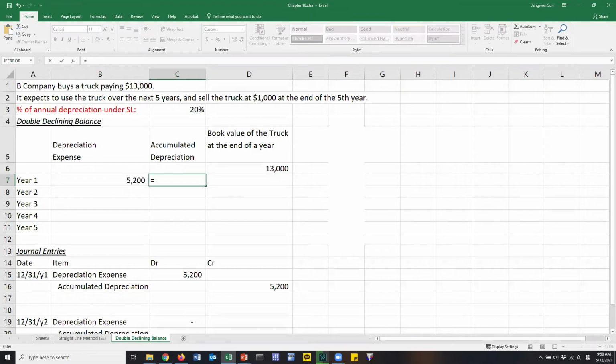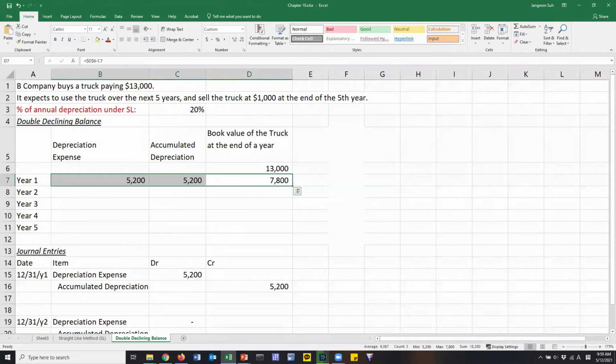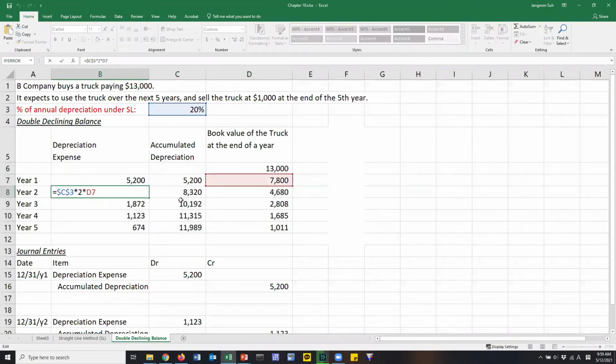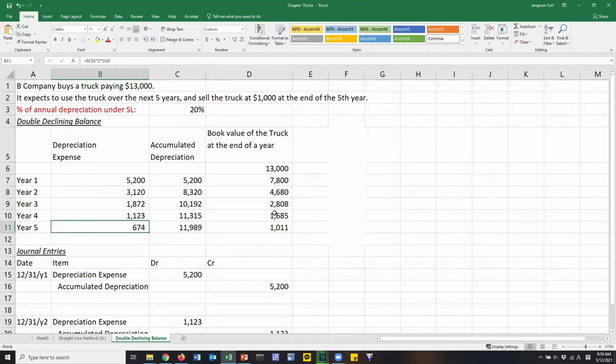You accumulate the same as before, and then you subtract the accumulated depreciation from the book value at the beginning, right? And then you copy and paste, right? Again, for example, you multiply double, which is 40%, to the beginning book value of this year, which is the same as the ending book value of the last year, right? Okay, so far so good.